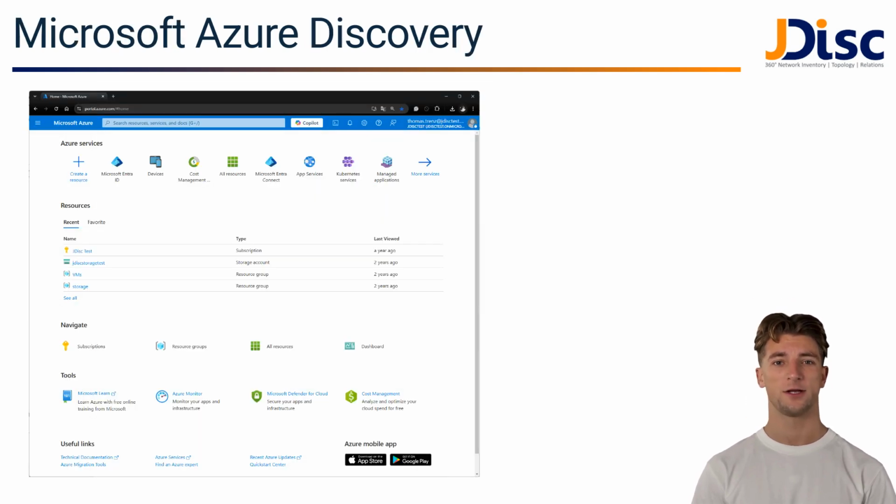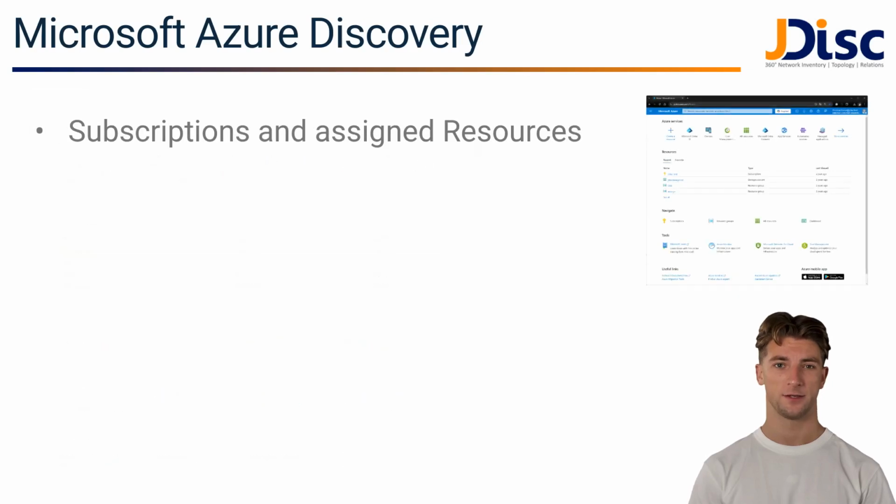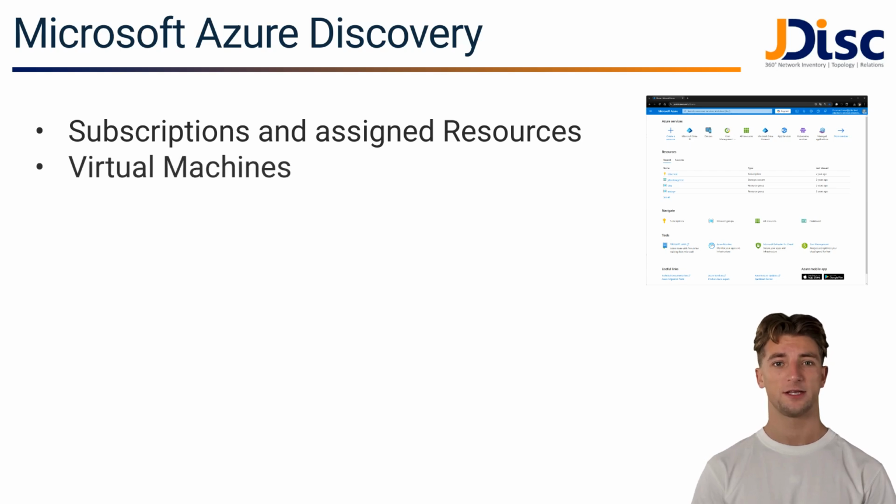Let's begin exploring what JDisc Discovery can scan from Azure infrastructure. After setting up access to the Azure portal by creating a new application and granting permissions, you can access the following information. We retrieve the list of subscriptions and their resources. Ensure you have added read permissions for the new application to each subscription you want to access. We retrieve the list of virtual machines for each subscription.